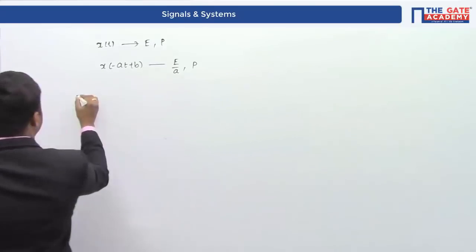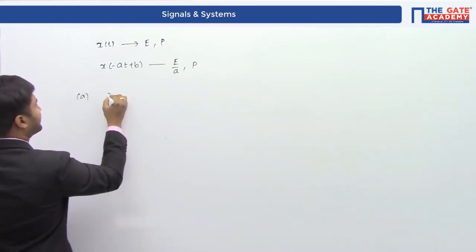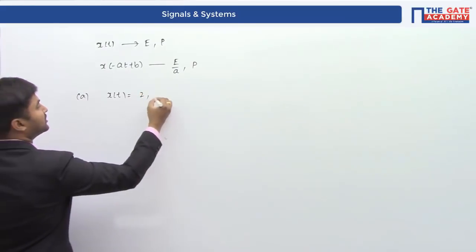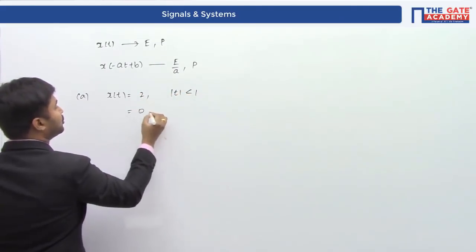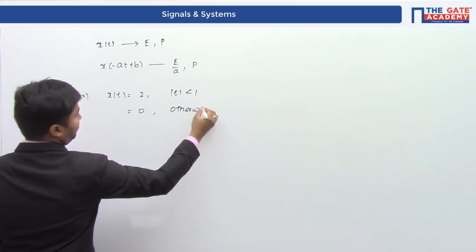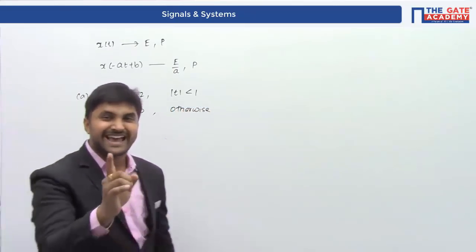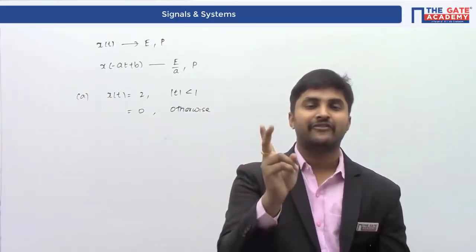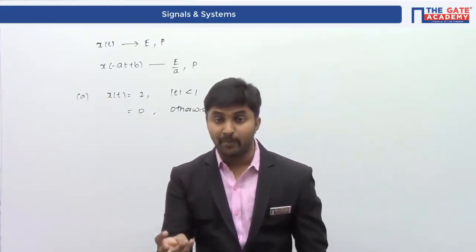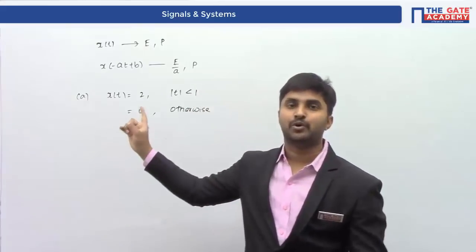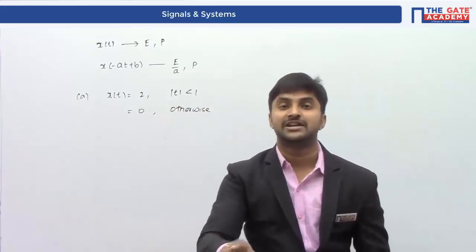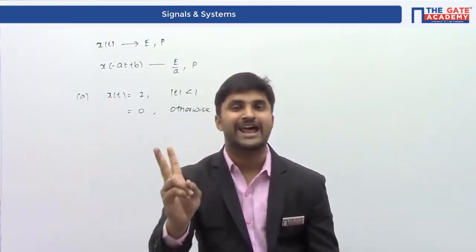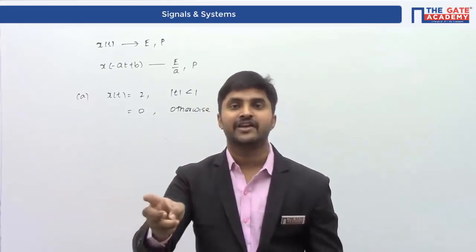In the very first part of the question, x of t is equal to 2 for mod of t less than 1 and it is equal to 0 otherwise. And this is an energy signal. Why? Because we learned in class that an energy signal has 2 categories. The first is bounded and finite duration, and this belongs to that. The other is a signal which is bounded, of infinite duration, with decaying amplitude. These are the 2 characteristics that an energy signal can have.